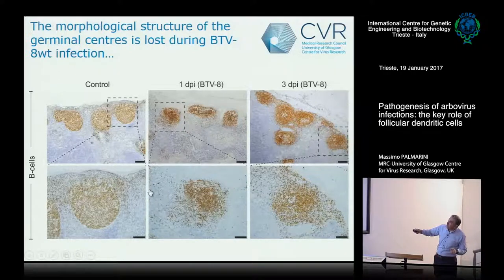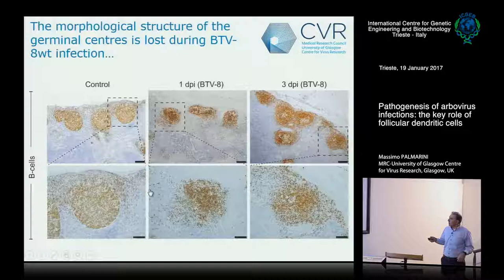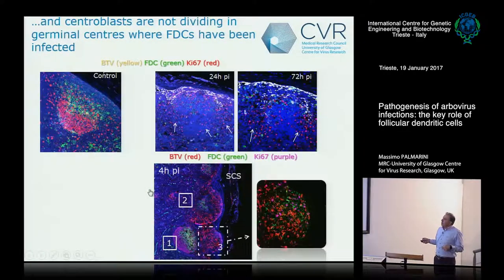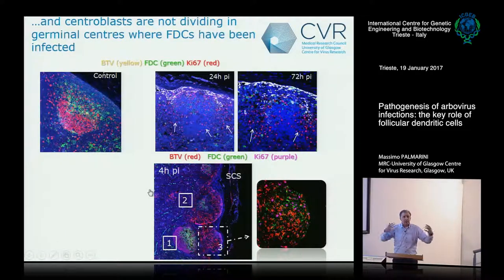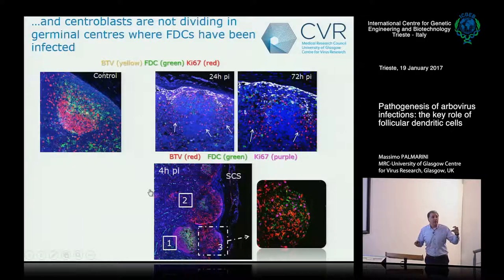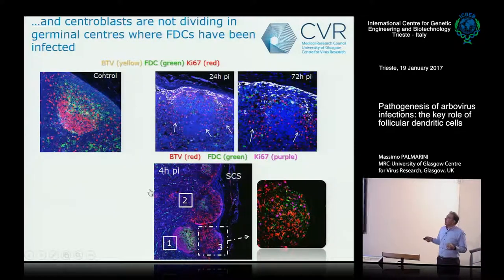And here what we actually see, these are the controls. You see these very nice germinal centers, whereas here in BTV day one and day three, you see how the germinal center tends to be more dispersed. The other thing I wanted to show you is that as a result of BTV infection, the B cells that are dividing in the germinal center, called centroblasts, actually stop dividing. If we look at the stain for Ki-67, normally you see the germinal center characterized by the presence of these Ki-67 positive B cells. They are lost.